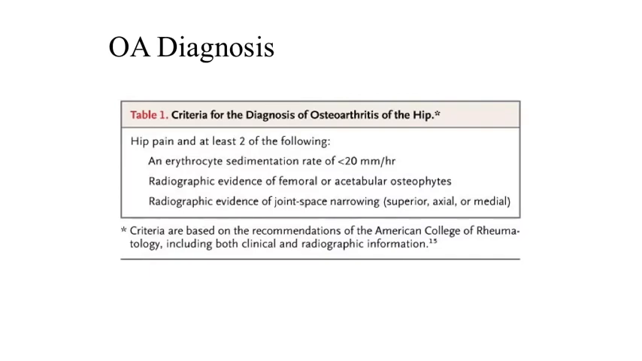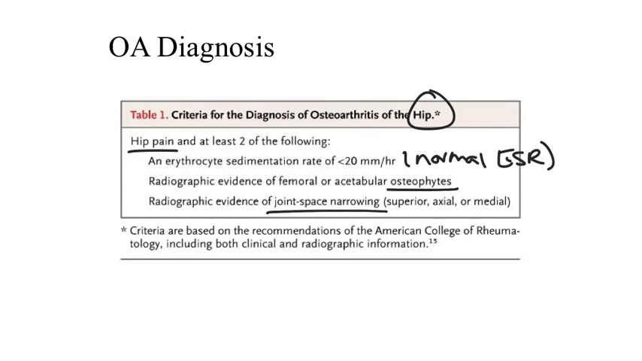This is an example of the criteria for the diagnosis of OA of the hip. For the hip specifically, the diagnostic criteria are hip pain and at least two of the three items identified there. An erythrocyte sedimentation rate below 20 millimeters per hour, which is in the normal range and suggests the lack of an autoimmune or inflammatory condition. X-ray evidence of osteophytes or X-ray evidence of joint space narrowing.